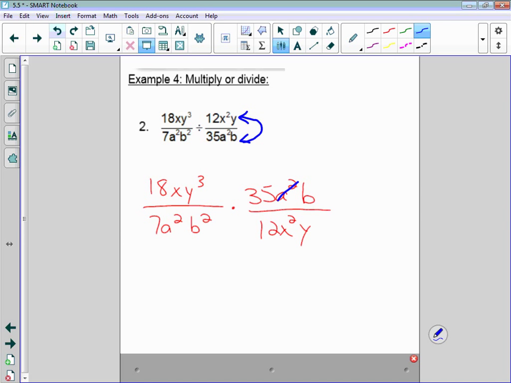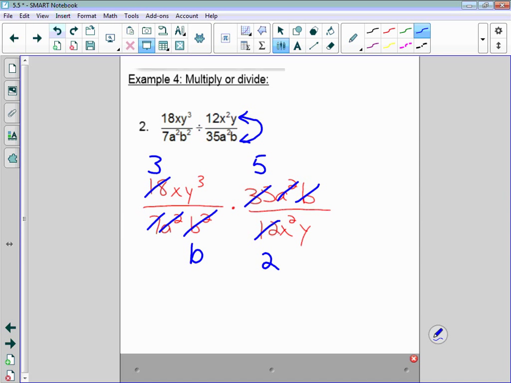In this case, the a squareds can drop out. When we look at b squared and b on this diagonal, we can cancel out this b with that b squared, but there would still be a b left over in that case. The 7 and the 35: 35 divided by 7 would be 5, so we would have a 5 left over up here. That takes care of that diagonal. The 18 over 12: 18 and 12 are both divisible by 6. So 18 divided by 6 is 3, and 12 divided by 6 is 2.